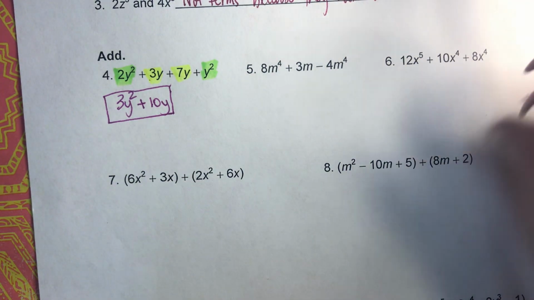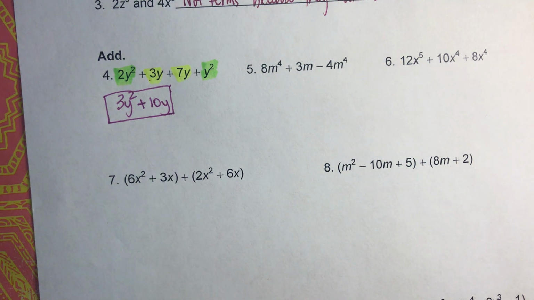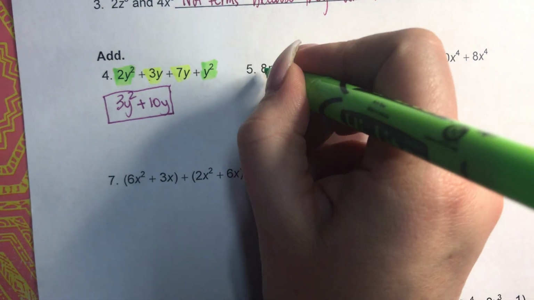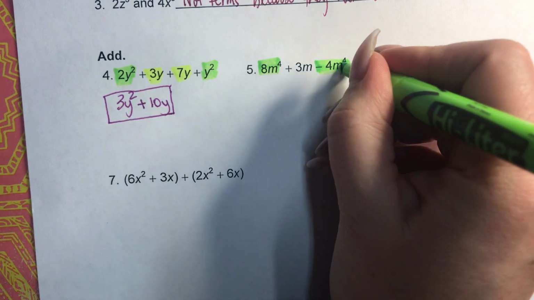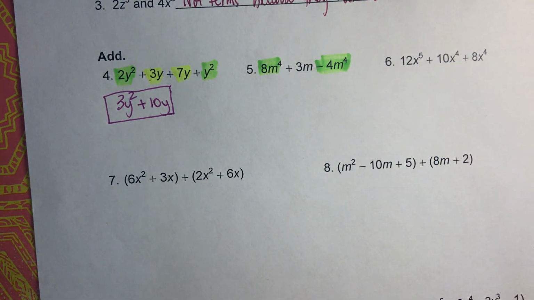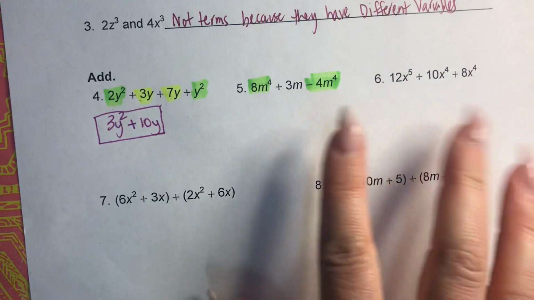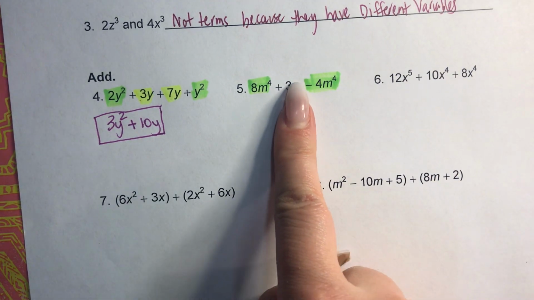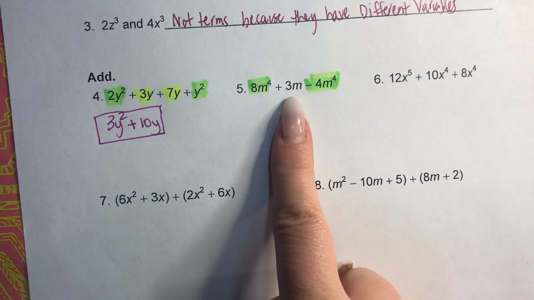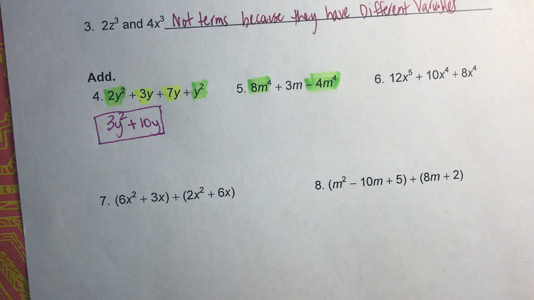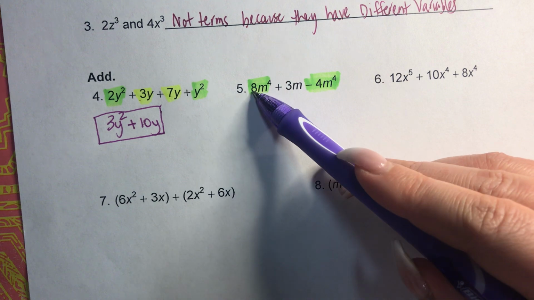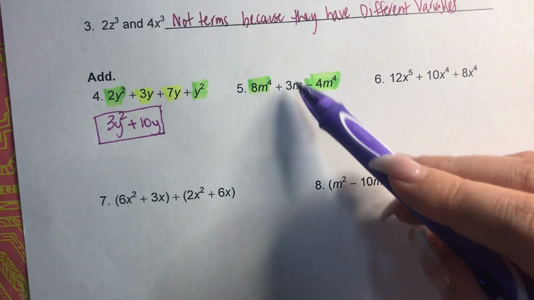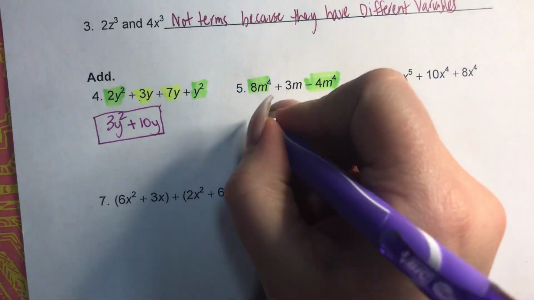Okay, let's look at 5. So 5, we have m to the 4th power here. And we have another m to the 4th power, and it's negative. So we need to take that into consideration. And then we just have this 3m, right? But there's no other m, so that's just going to be there. So we're going to combine like terms with these m's to the 4th power. We have 8 minus 4. 8 minus 4 is just 4.